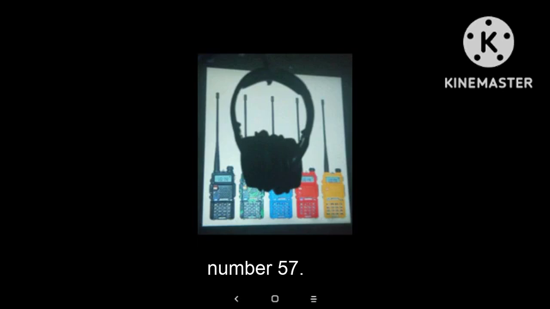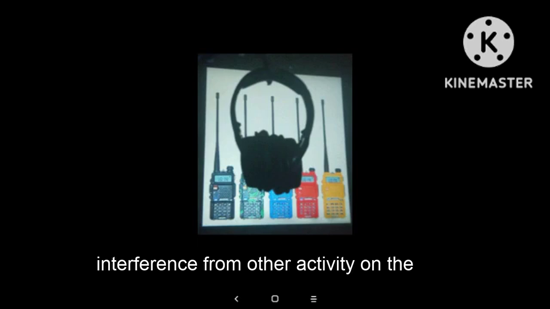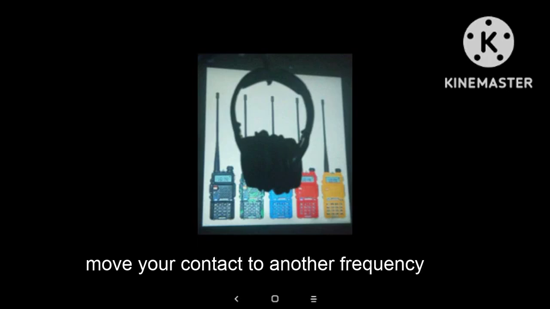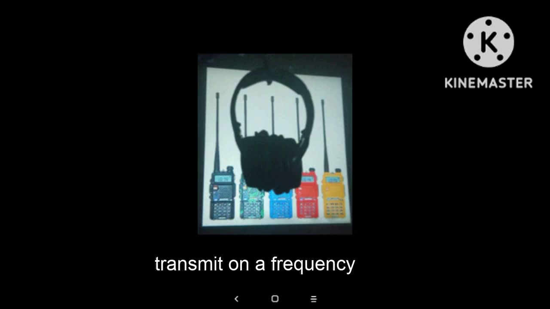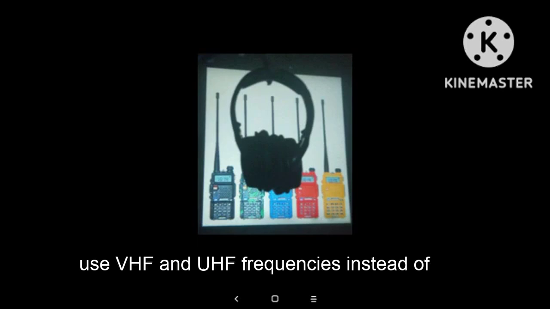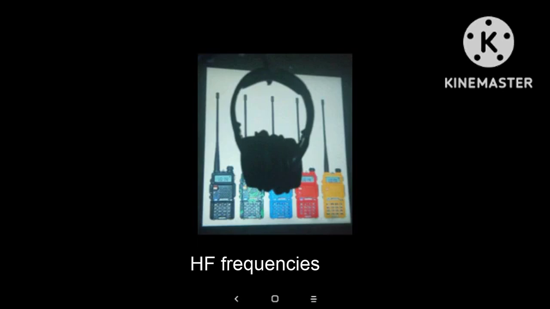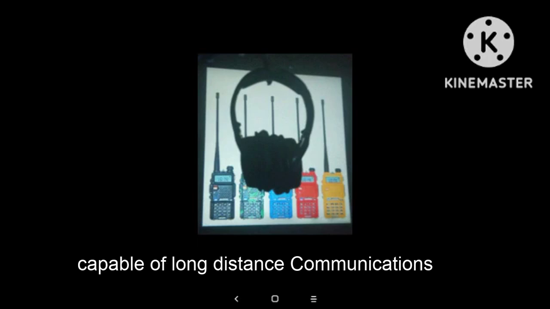Number 57. If propagation changes during your contact and you notice increasing interference from other activity on the same frequency, what should you do? Move your contact to another frequency. Number 58. What should you do before you transmit on a frequency? Listen to make sure others are not using the frequency. Number 59. Why should local amateur communications use VHF and UHF frequencies instead of HF frequencies? To minimize interference on HF bands capable of long-distance communications.